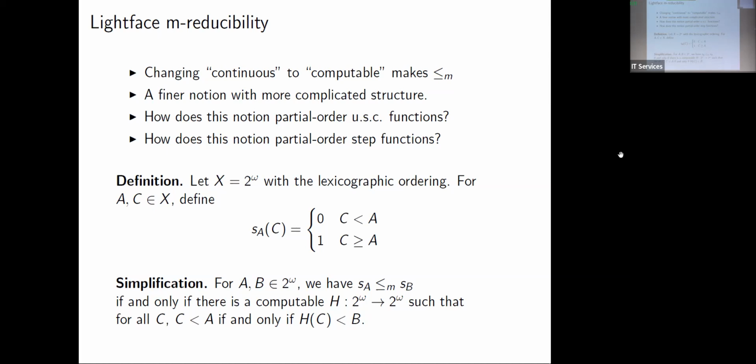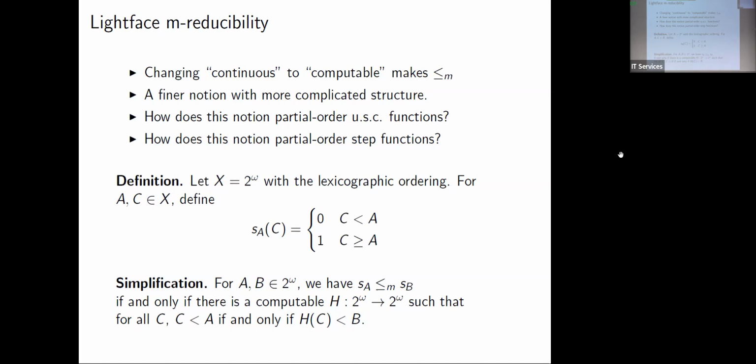So then we asked, for which pairs A and B is the step function that steps at A reducible, in this M reducibility sense, to the step function that steps at B? That sort of complicated definition that I encouraged you not to read on the previous slide, when taken just in the special case of step functions, actually comes out much more nicely. So I will show it to you.